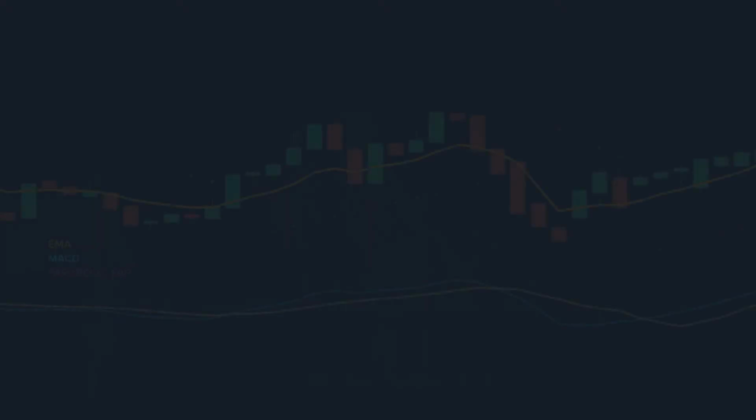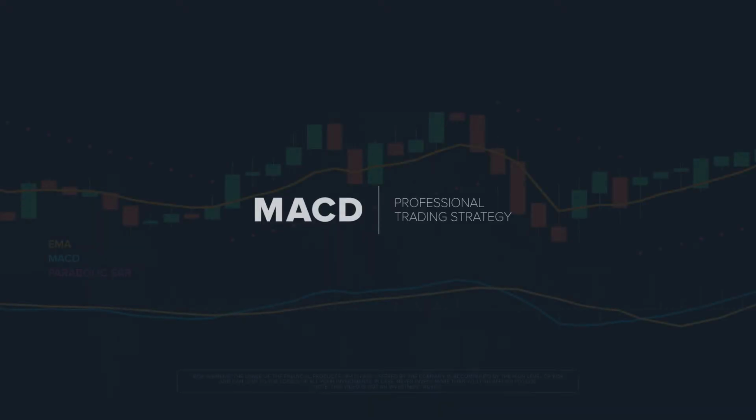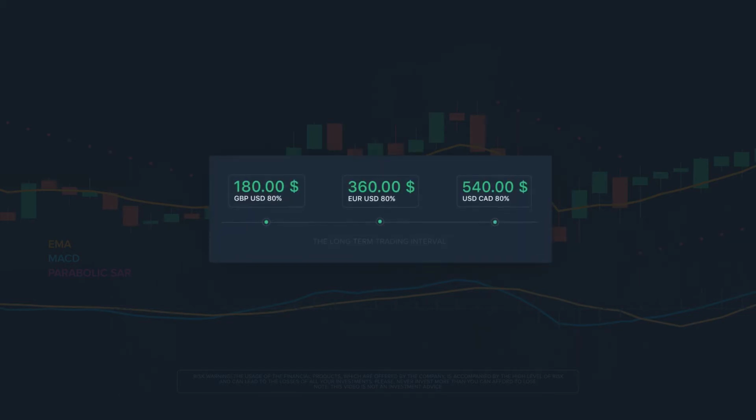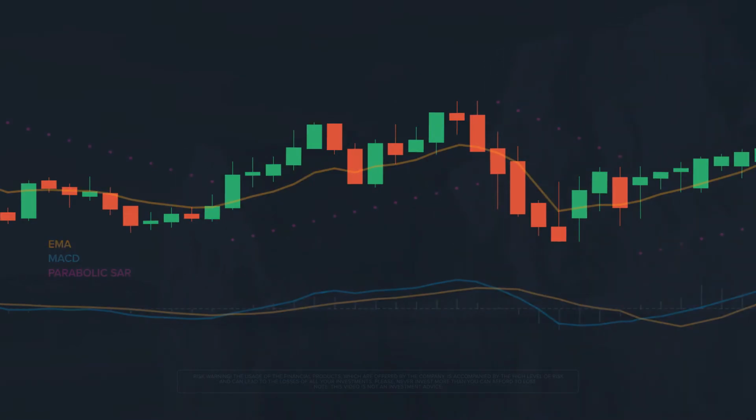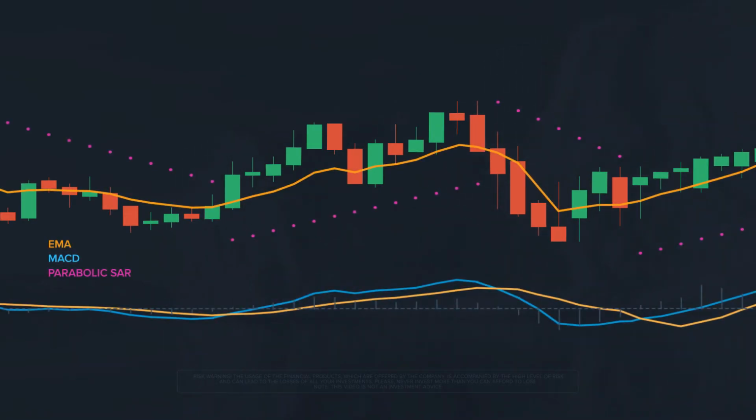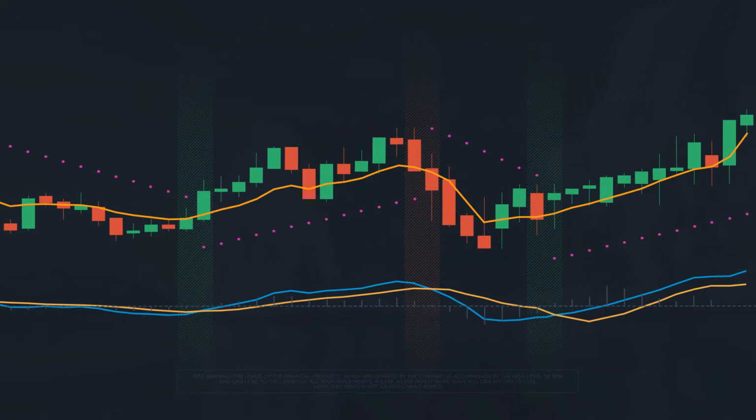Let us suggest the MACD Professional Trading Strategy. The strategy is intended for traders focused on a high return and prepared for long trade time intervals. The combination of signals from three instruments that underlies the strategy makes it possible to make accurate and successful trades at the beginning of a trend.